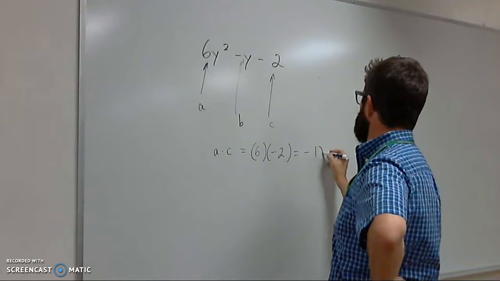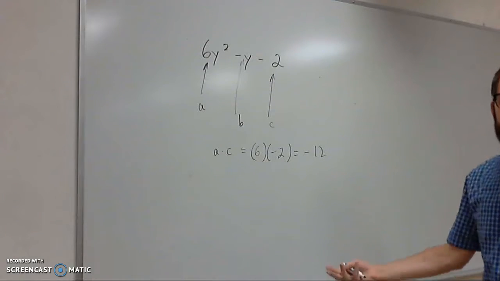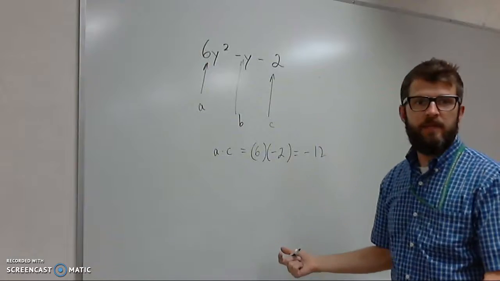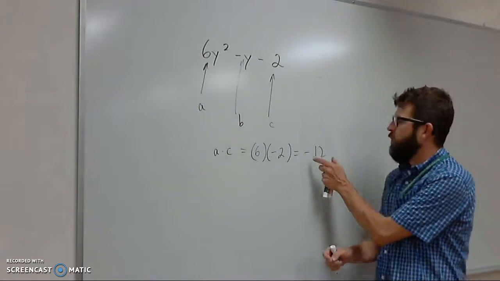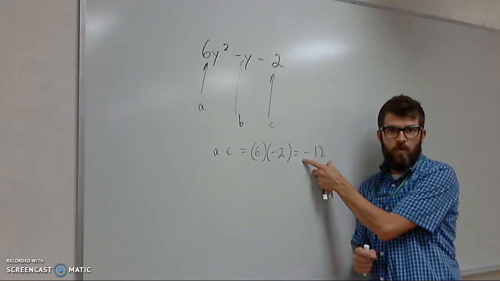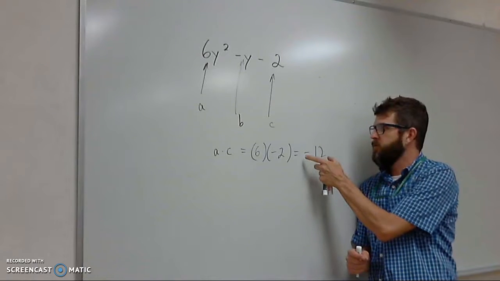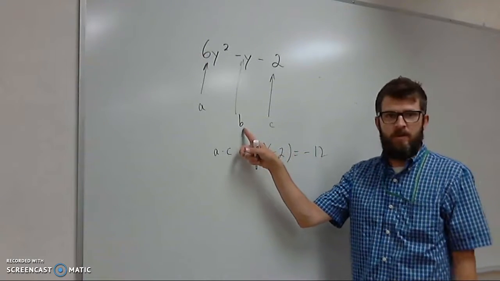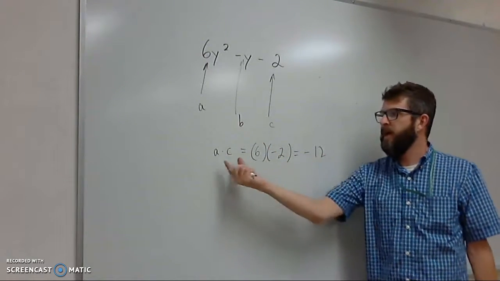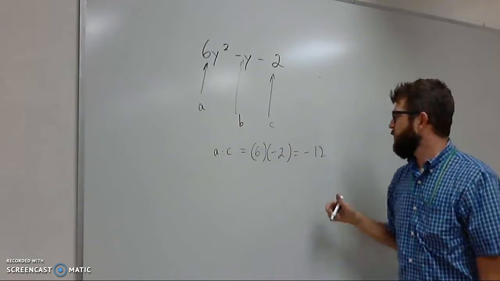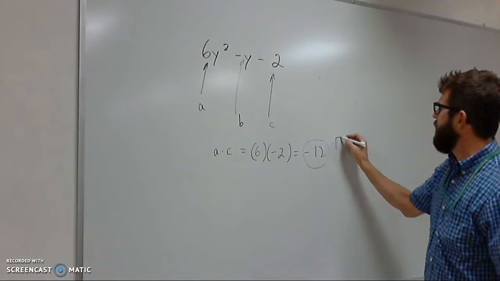which you may recognize as negative 12. So AC is equal to negative 12, all right? The next thing I want to ask myself is, I'm looking for factors of negative 12, so numbers that when I multiply them together I get negative 12, that also add up to B. So factors of A times C that add up to B. So what are some factors of negative 12?